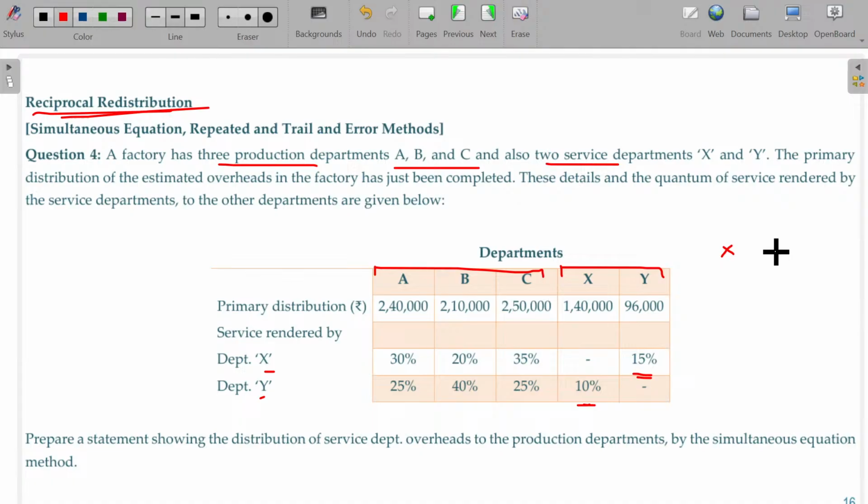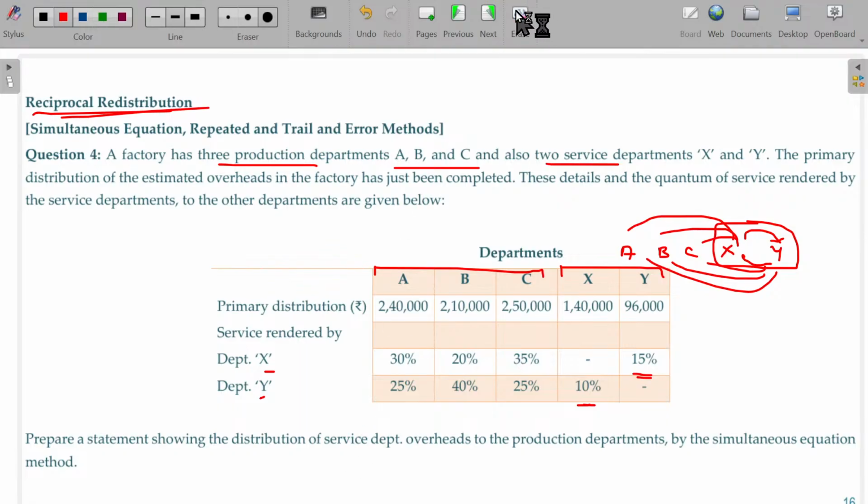From this, what happens? X rendered service to A, B, C as well as Y. Y rendered service to A, B, C as well as X. There is give and take. As there is a give and take, automatically it falls under reciprocal method. Rendering service to the other department equivalently gets the service from that department. That's how you will consider.